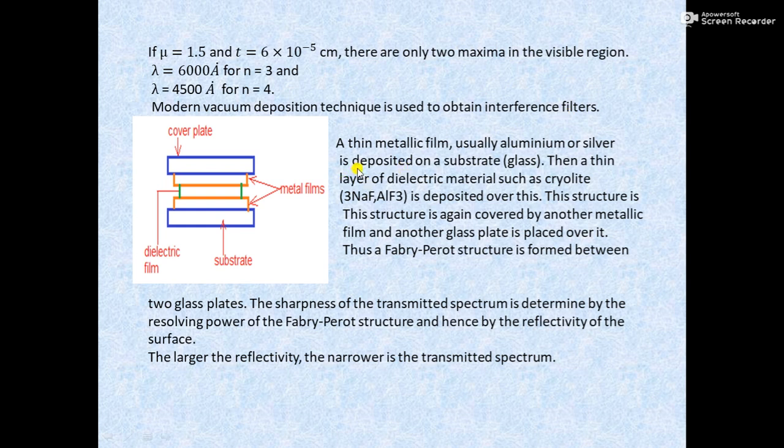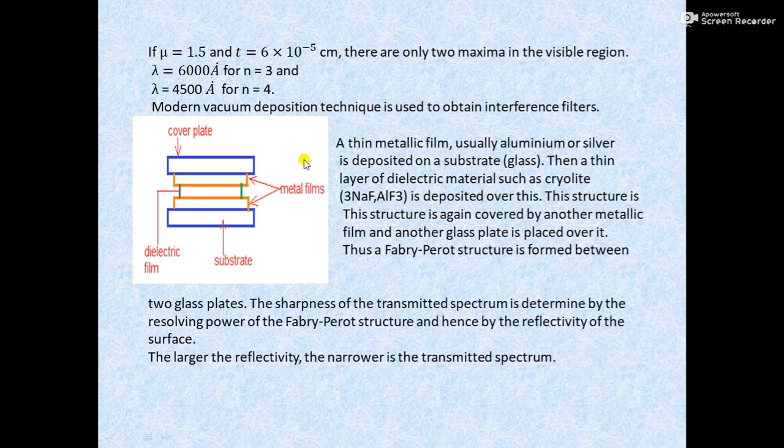A thin metallic film, usually silver or aluminium, is deposited on a substrate, usually glass. Then a thin layer of dielectric material such as cryolite is deposited over this. This structure is again covered by a metallic thin film, and to protect it, it is covered by another glass plate. In this way, a Fabry-Perot structure is formed between two glass plates.